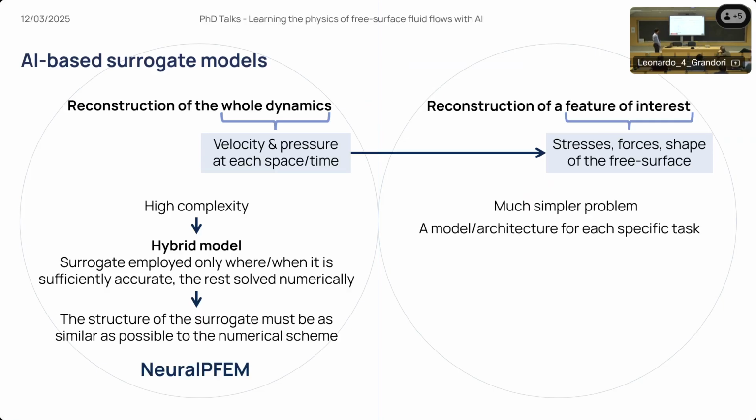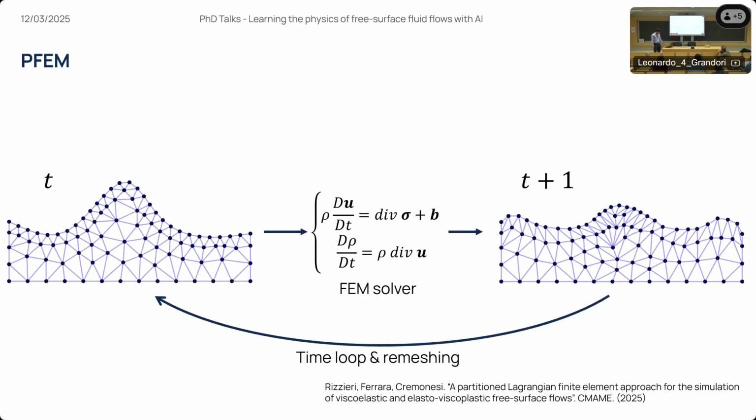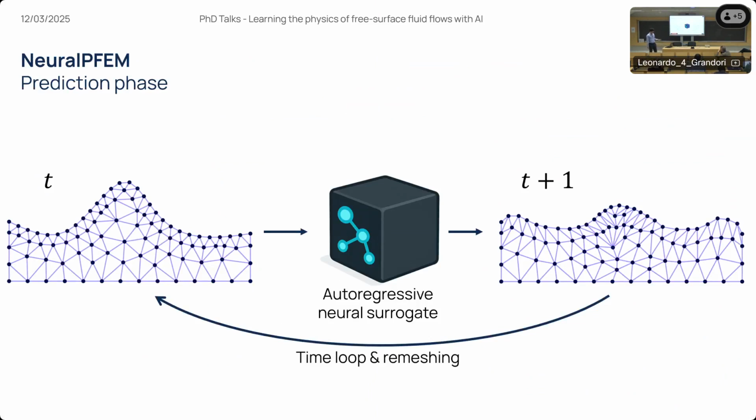We are trying to do both of these approaches with neural PFM and ShapeGen 3DCP, which is specific for 3D concrete printing. Let's start from neural PFM. The idea is to keep exactly the same structure of the numerical solver and to replace at each time step the time advancement with an autoregressive neural network. Autoregressive means that it learns the time advancement of the system and is then recalled repeatedly.